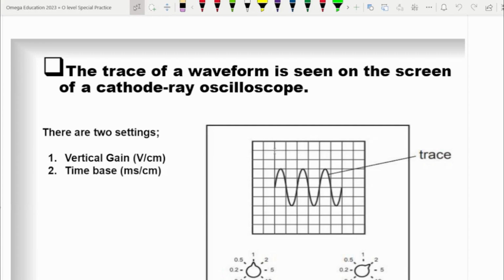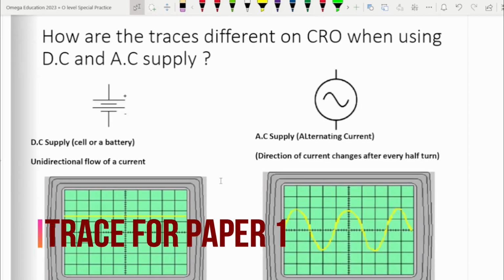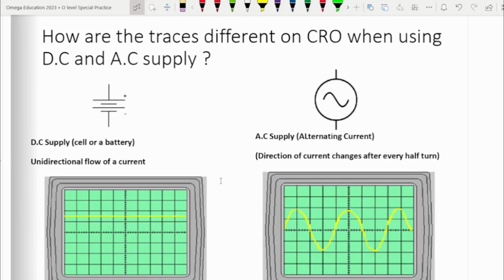There are 2 settings: vertical gain, which is in the unit of volt per centimeter, and the next knob, which is for the time base, which is in the unit of millisecond per centimeter. And then we have these traces, and you get questions in paper 1 from these traces. How are the traces of a CRO different when using DC and AC supply?